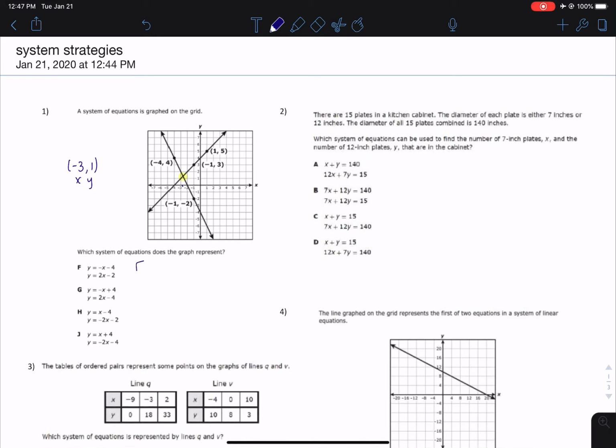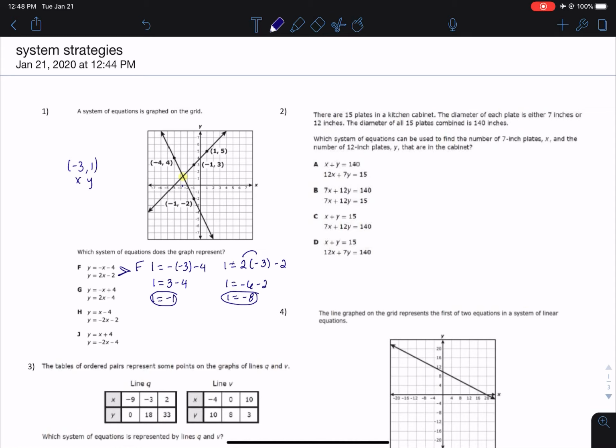I'm going to rewrite. So F, instead of y, I'm going to use 1 equals negative, instead of x, I have -3 minus 4. Negative times -3 is 3, so I have 1 equals 3 minus 4. 1 equals -1. That's pretty close. In order to try the second one, I have 1 equals 2 times -3 minus 2. So I'm just checking both equations in answer F. So 2 times -3 is -6 minus 2. 1 equals -8.